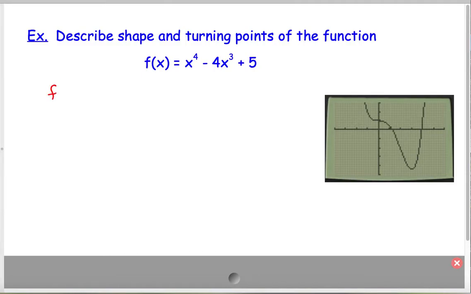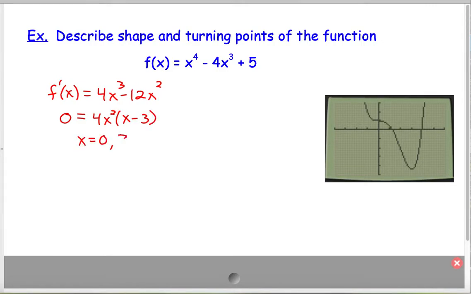So let's start with finding the derivative. F prime of x is equal to 4x cubed minus 12x squared. We'll set that equal to 0, and this will give us all the stationary points. So I can factor out a 4x squared, and that leaves me with an x minus 3. So x equals 0 and x equals 3 are stationary points.